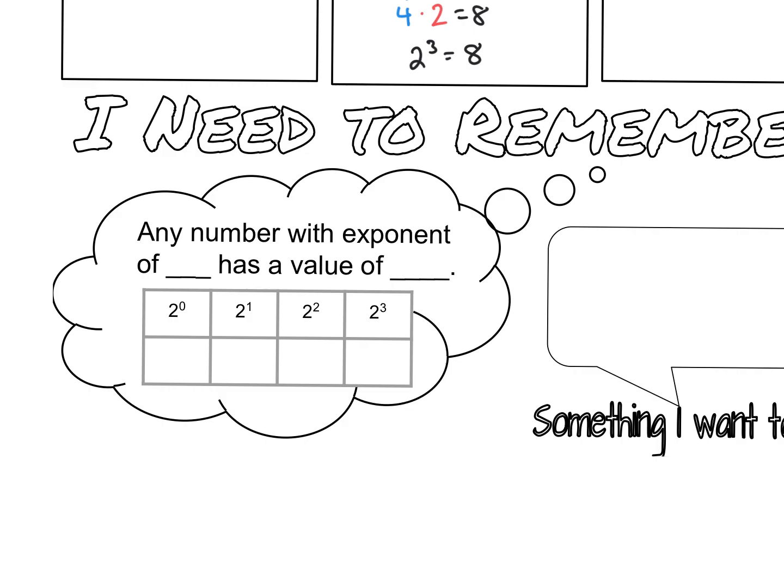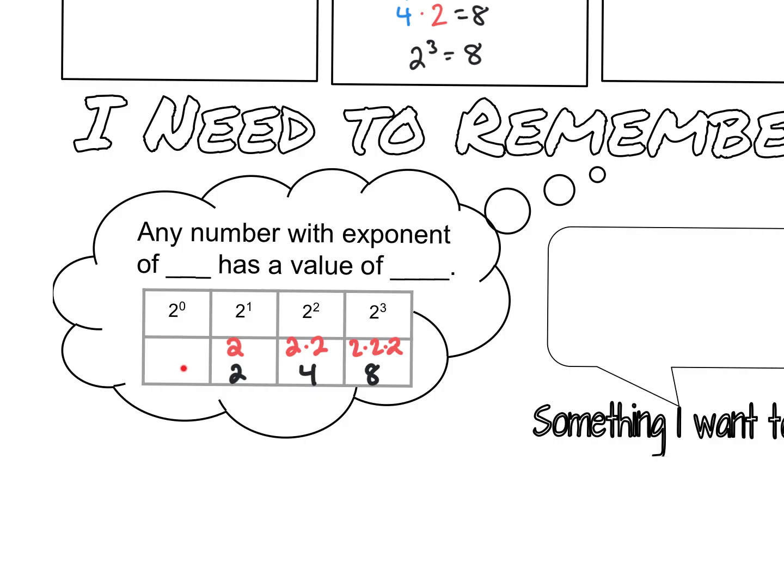Thinking about this, 2 to the first power is just 2 by itself because there's nothing to multiply. So 2 to the first power is just 2. 2 to the second power becomes 2 times 2, which is 4. 2 to the third power is 2 times 2 times 2, which we just discovered is 8. If you look here at the pattern, what do you notice happening here each time? We went from 1 2 to 2 2s to 3 2s. So what happens when there's 0 2s?